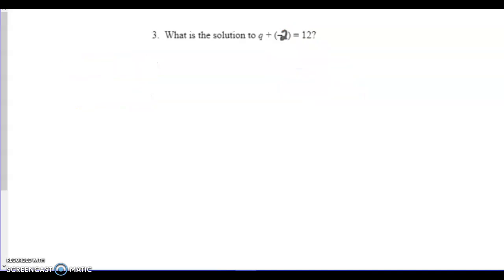If we look at this one, it says, what is the solution to q plus negative 2 equals 12? So again, I'm going to draw my line down the equal sign and box off that letter. And now I'm going to ask myself, what is on the same side as the letter that I need to get rid of? If I'm looking on this side of the line, I need to get rid of this negative 2. The plus a negative 2 can be rewritten as just minus 2. It's kind of just an extra sign in there to confuse you. But you need to get rid of the negative 2.